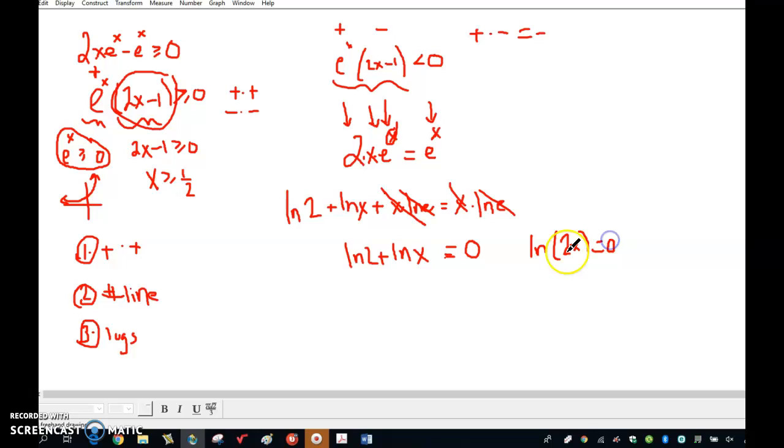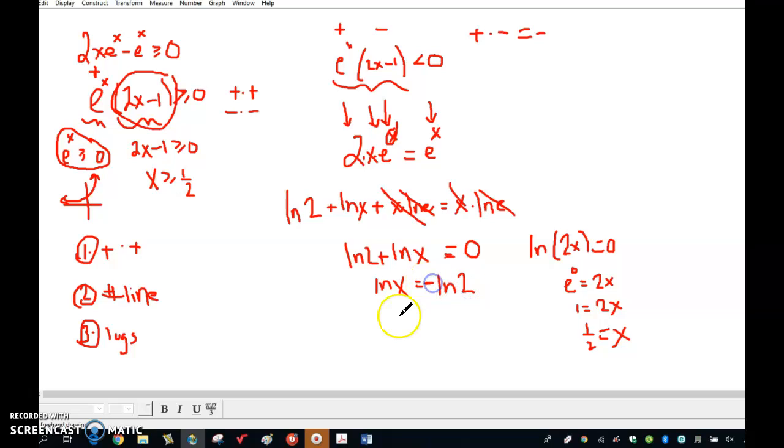And you can put this into exponential form. E to the 0 equals 2 times x. E to the 0 is 1. And then 1/2 would equal x. That's one way to do it. Another way to do it is to move the natural log of 2 to the other side. So this would be negative natural log of 2.